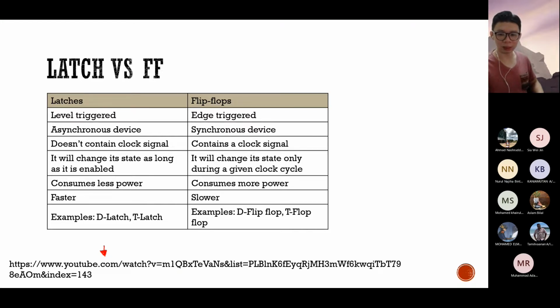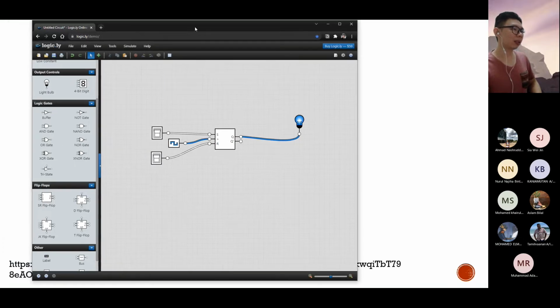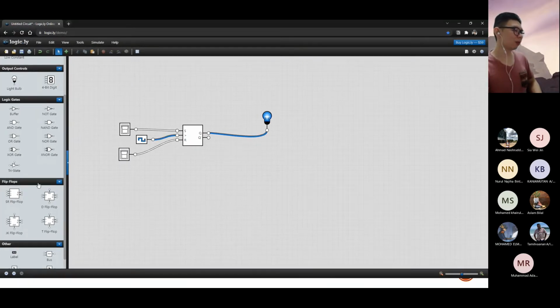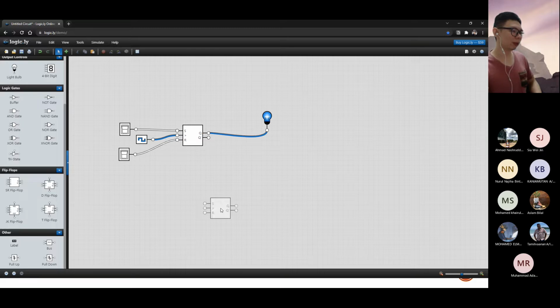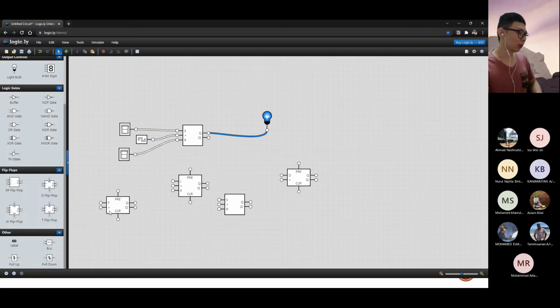Before we end the class, I would like to show you something. All right, if you go to logic.ly and you go to demo, we can construct SR flip-flops over here. If you go to the left, you have the SR flip-flop, D flip-flop, T flip-flop, and JK flip-flop. So you can construct all these flip-flops and actually have fun constructing them. Let me show you a couple of tricks, then we will end our class today.